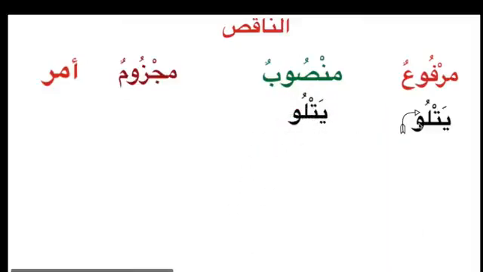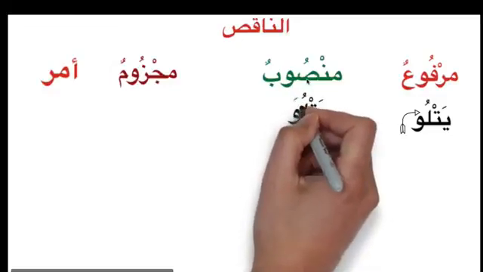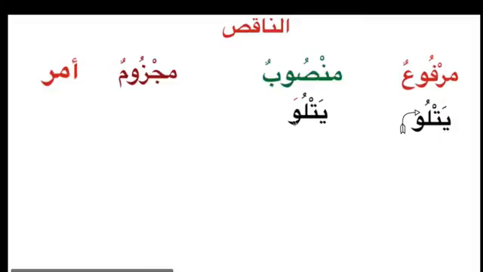But when we go to mansoob, what happens? We have to see what sign the ayn kalima is having. Because this is having dhamma, a fatha is brought. So the mansoob will be yatlu wa. So it's pronounced yatlu wa. Here we don't say yatlu wu; in marfu you just say yatlu, whereas in mansoob it will be yatlu wa.